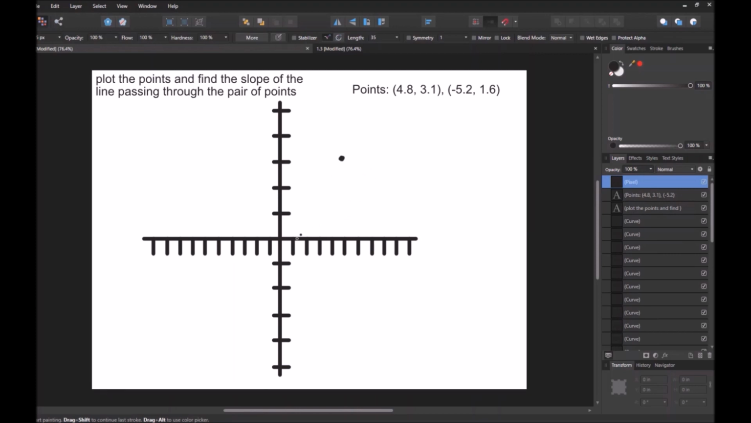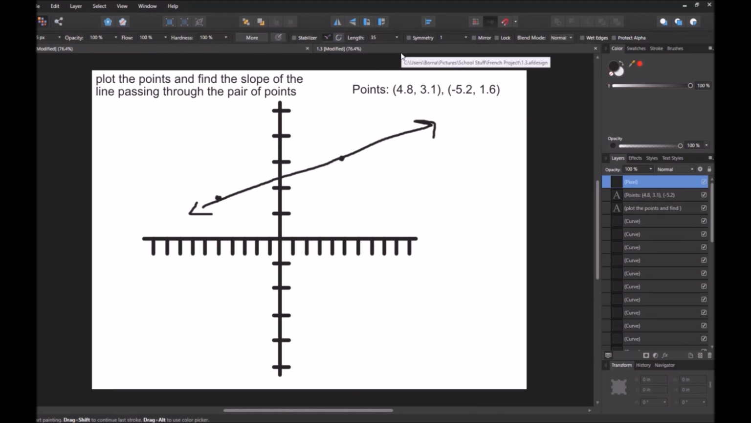And then negative 5.2, so we're going to go 1, 2, 3, 4, 5, and slightly a little bit more back, and then 1.6. So just over halfway between the 1 and 2 peg on this y-axis. And then we're going to draw a straight line through these points, and then we're going to find the slope.